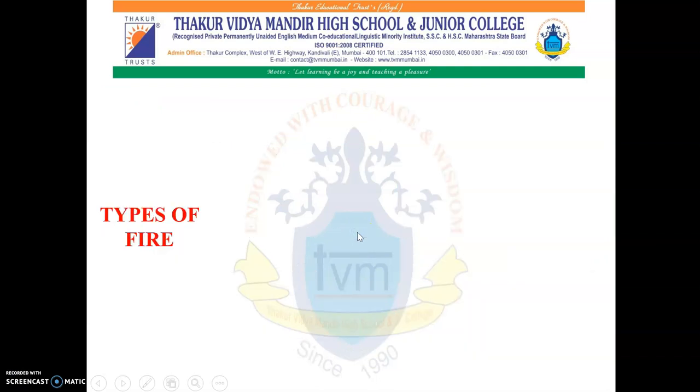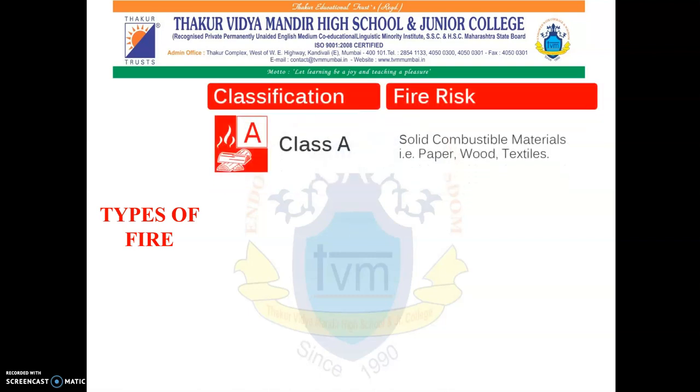There are 5 different types of fire: Class A fire, Class B fire, Class C fire, Class D fire, and Class E fire. Let us see one by one. The very first is Class A fire, which is caused due to the solid substances. Commonly flammable materials are their fuel source. For example, paper, wood, textile. This fire can be put out with the help of water.